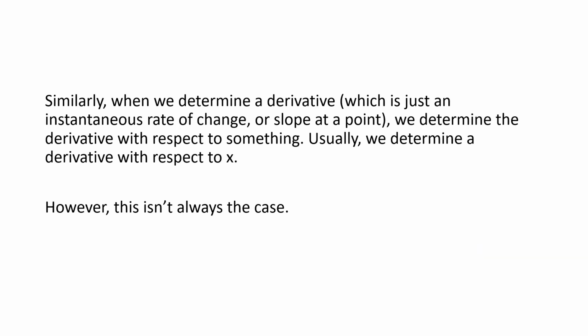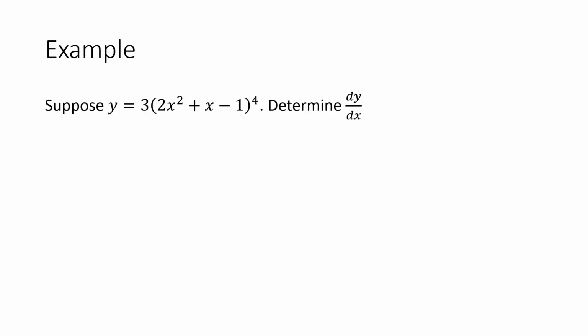Similarly, when we determine a derivative, which is just an instantaneous rate of change or slope at a point, we determine the derivative with respect to something. Usually we determine a derivative with respect to x. However, this isn't always the case, or doesn't necessarily have to be. So let's do a question where we do determine a derivative with respect to x. This part here on the bottom, that's saying with respect to x. So this is like saying the change in y with respect to x in an instantaneous way.